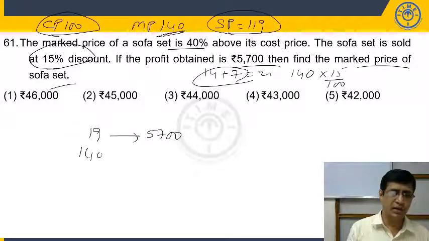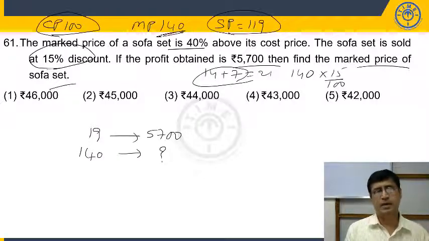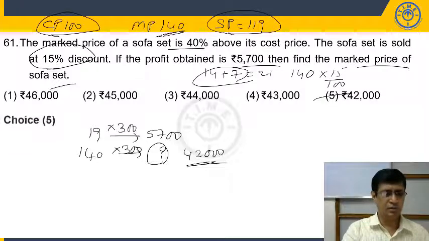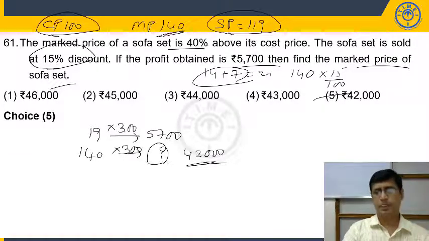Now what to find? The market price is to be found. 140% is equal to question mark. How many times of 19 is equal to 57? 57 is 3 times of 19. So 3 times of 14 is the answer. 3 times of 14 is 42, and 3 zeros are there. So 42,000 is the answer. The right choice is option number 5.